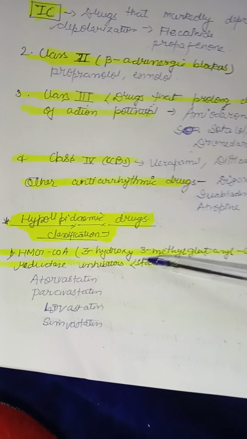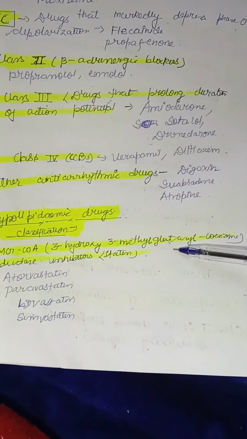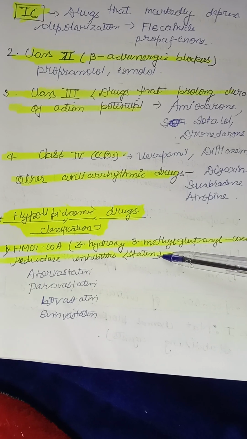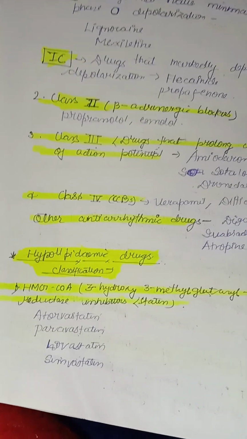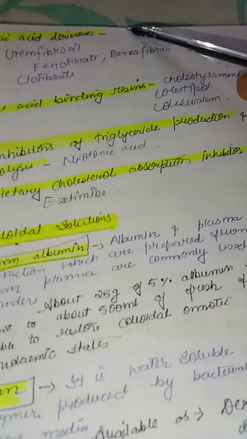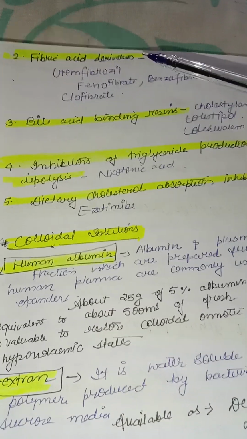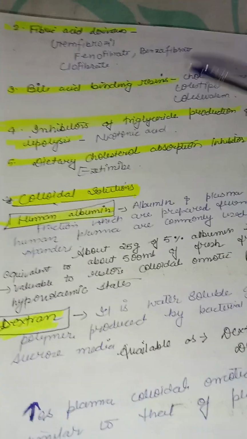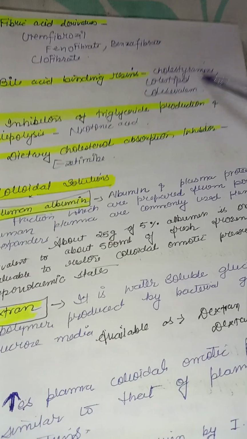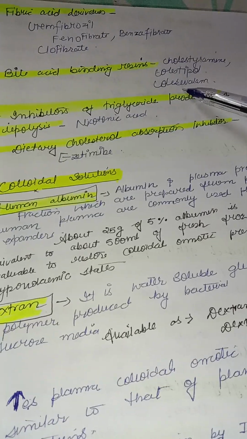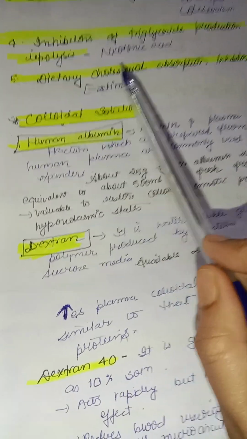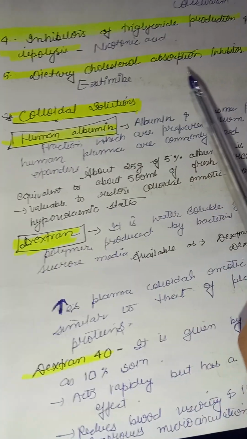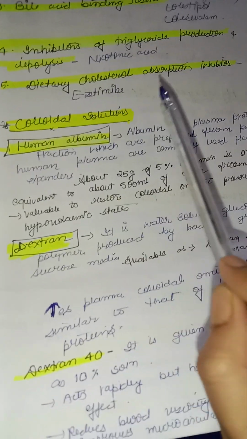Classification: HMG-CoA, 3-hydroxy 3-methylglutaryl coenzyme A reductase inhibitors like statins, atorvastatin, pravastatin, lovastatin, simvastatin. Then we have another group, fibric acid derivatives like gemfibrozil, fenofibrate, bezafibrate, clofibrate. Bile acid binding resins like cholestyramine, colestipol, and colesevelam. Then inhibitors of triglyceride production and lipolysis, nicotinic acid, and dietary cholesterol absorption inhibitors, ezetimibe.